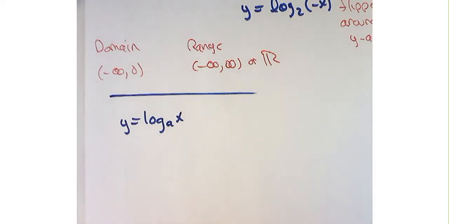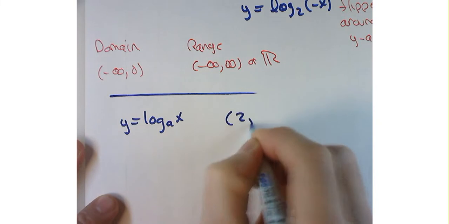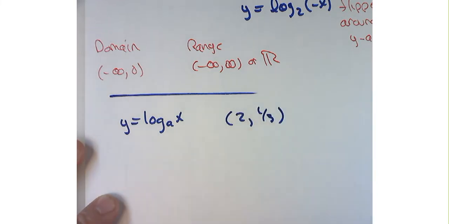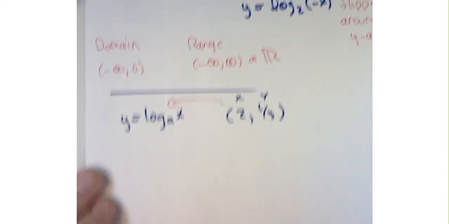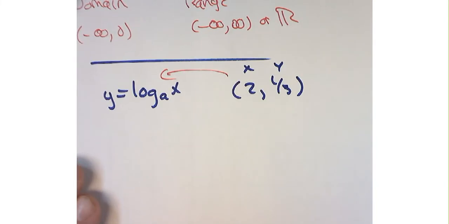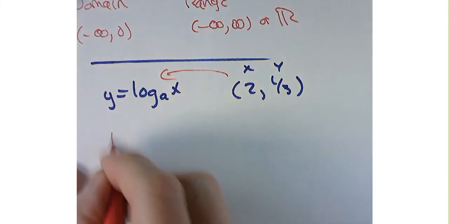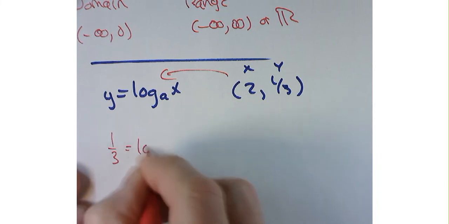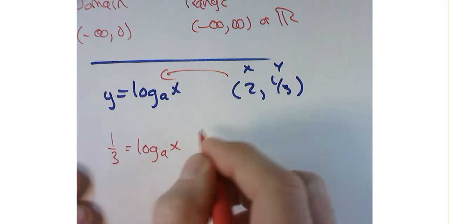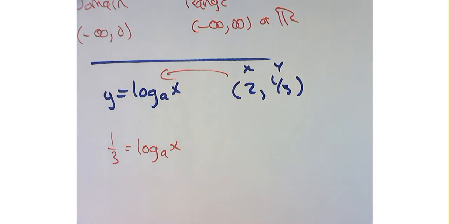And the one thing that I want you to notice about this graph is that it passed through one point in particular, right? What was that point? It was like 2 and 1/3, right? 2 for x, 1/3 for y. So 2 and 1/3. So that's your x and that's your y. And what that means is we can plug that into this equation, and it should work. So that means 1/3 equals log base a of x, or log base a of 2, I should say.